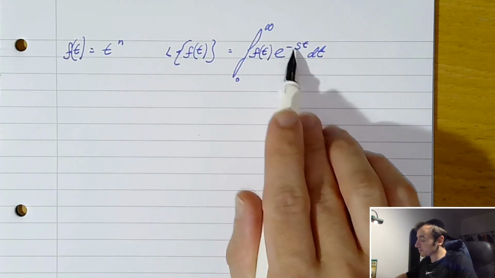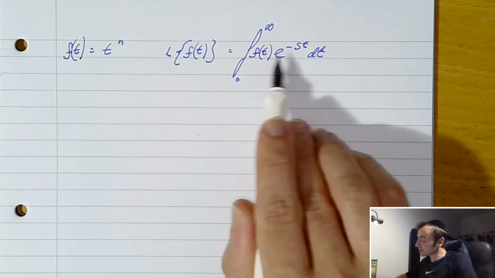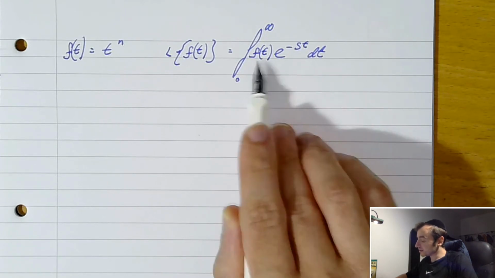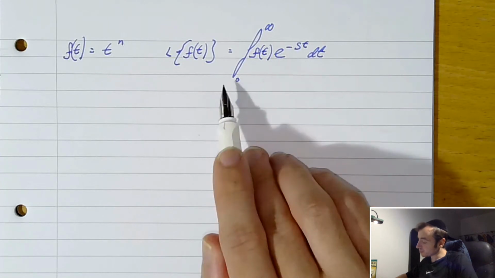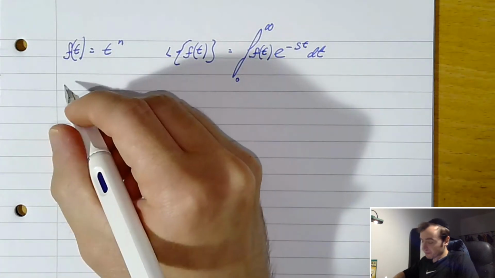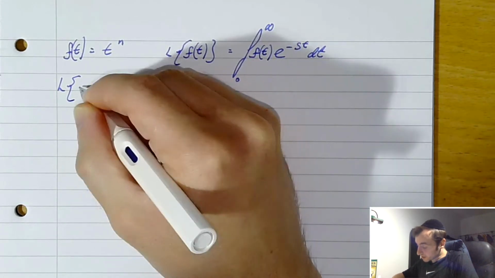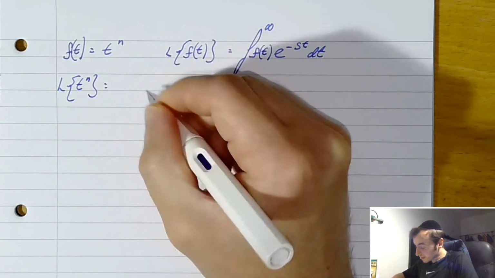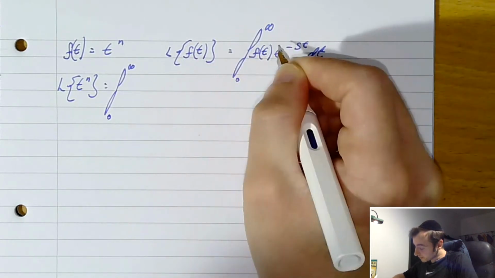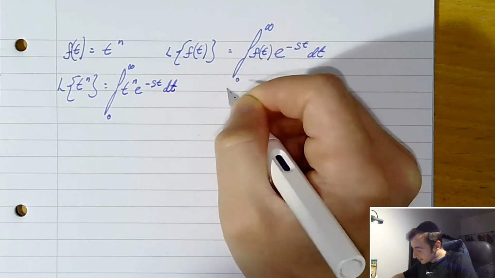Now, the other thing that we said is that the magnitude of s has to be sufficient that the product of the function and e to the minus st, as t tends to infinity, is going to tend to zero. And that's really, really important when we're starting to evaluate the functions here. So let's apply that over here. The Laplace transform of t to the n is therefore going to be the semi-infinite integral of the function t to the n, e to the minus st dt.